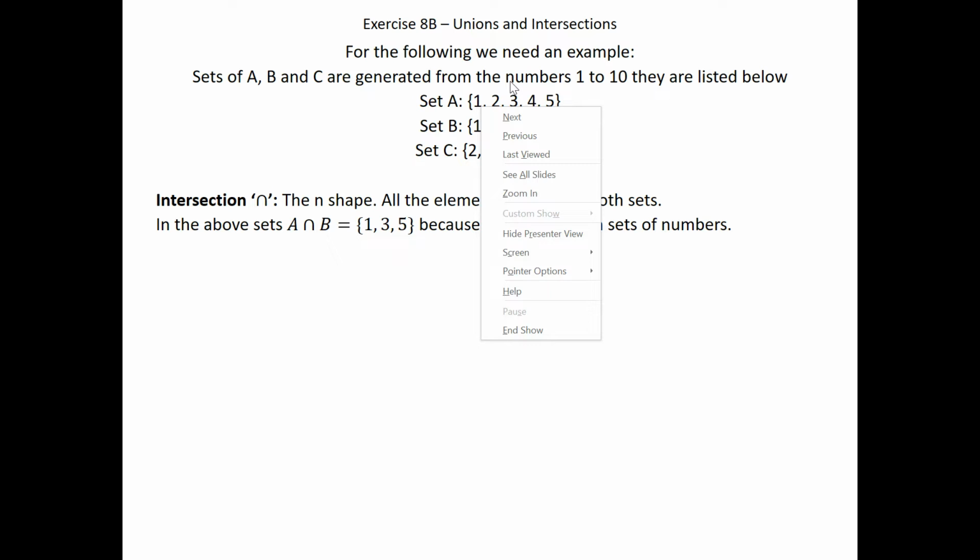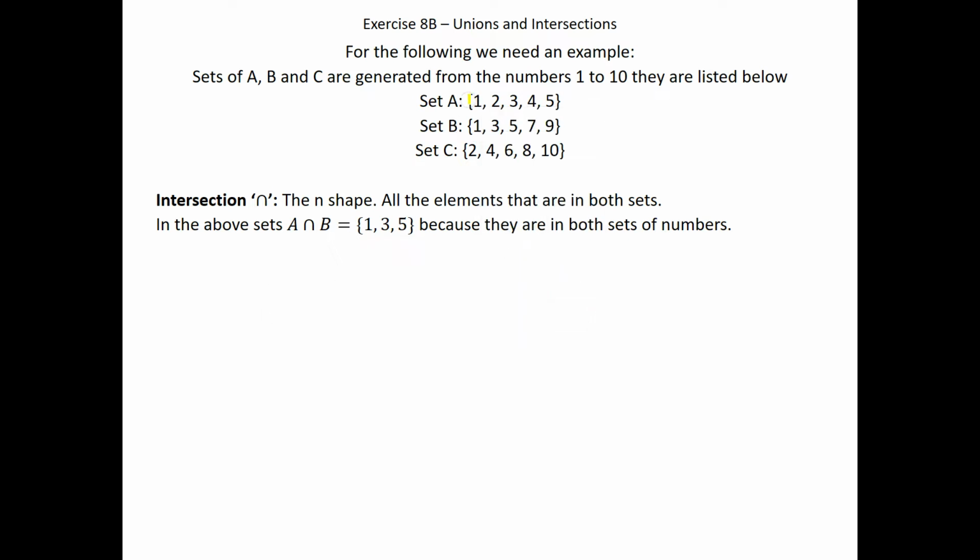You can see we've got 1 in both. And we've got 3 in both. And we've got 5 in both. So A intersect B is the set of numbers 1, 3, 5. Maybe as a little challenge here, you could write the intersection of set A and C just to test that you understand this. If you can, then you're doing well.